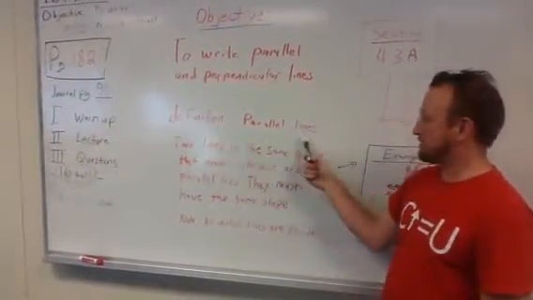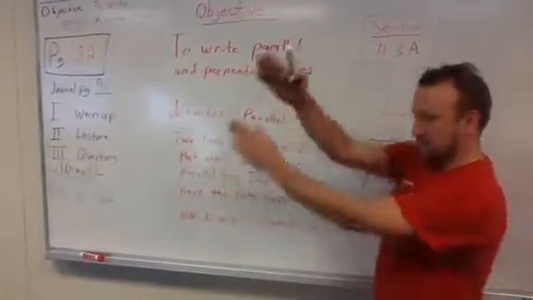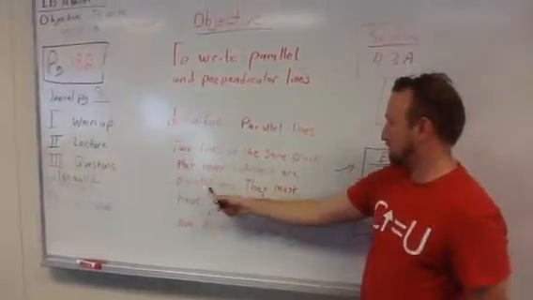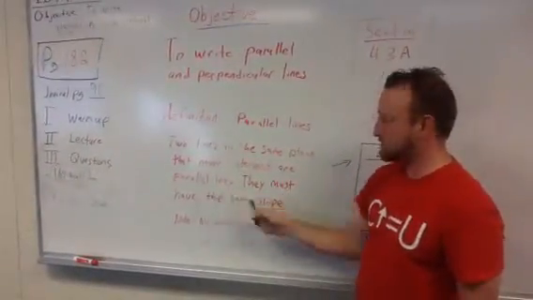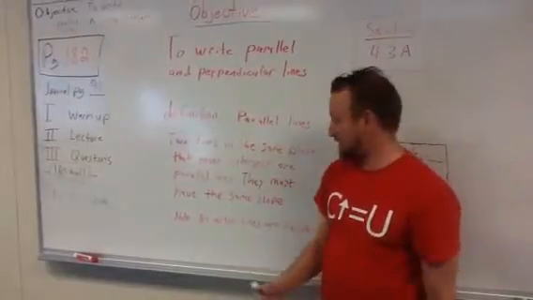The definition of parallel lines is two lines in the same plane that never intersect, never cross. If they are parallel lines, they must have the same slope, though. And we'll give some examples of this in just a minute, but that's the definition.